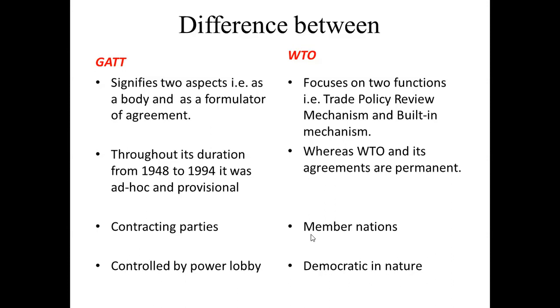Next difference, GATT is controlled by a power lobby, like USA. So USA has that power. So every time this GATT was influenced by the USA, whereas WTO is democratic in nature. So there is no power lobby. There is a democracy. All members' interests and their opinions are considered.